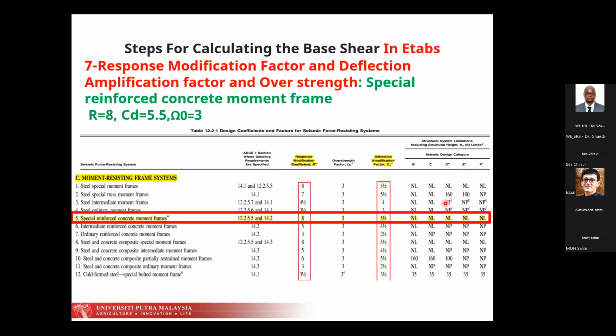So if our structure is in the D category, we should go for a special reinforced concrete frame. We cannot go for intermediate. And actually, these numbers refer to the height of the structure. Sometimes it gives a limitation on the height of the structure. So we will choose a special reinforced concrete moment frame. So this goes as input to ETABS. The response modification coefficient is 8. The overstrength factor is 3. And the deflection amplification factor is 5.5. These three should be given as input for ETABS.